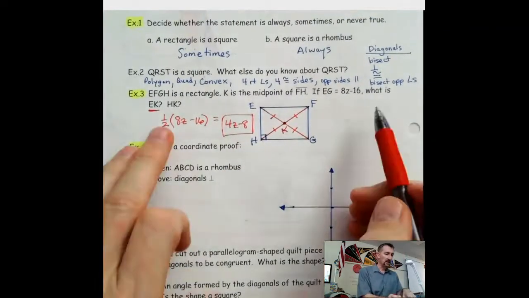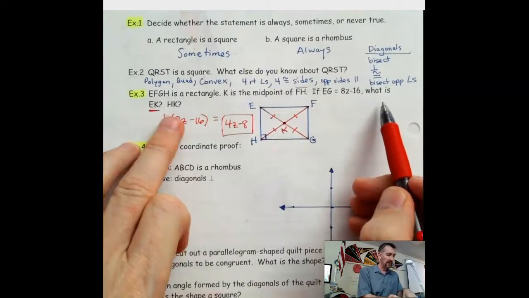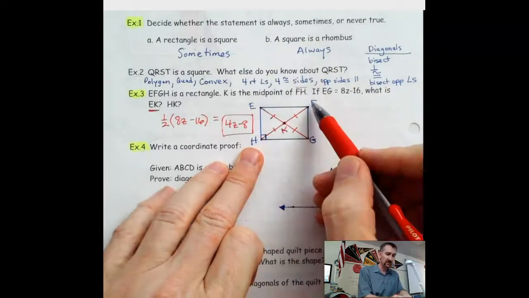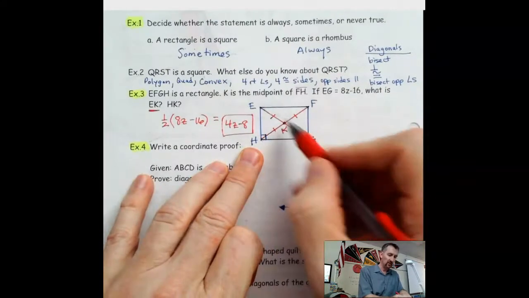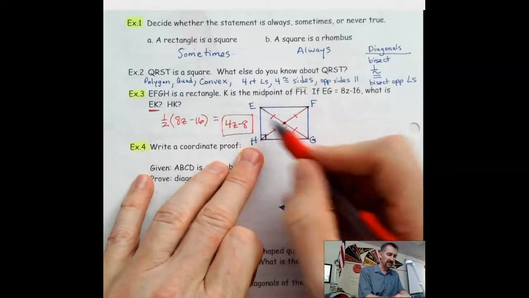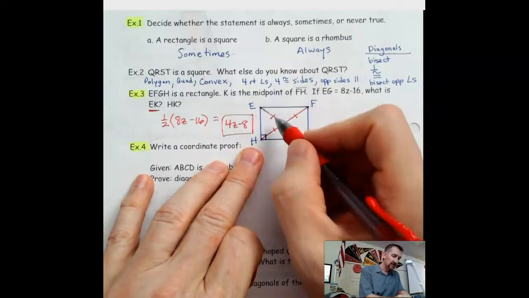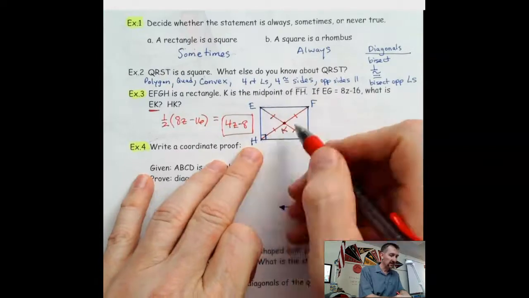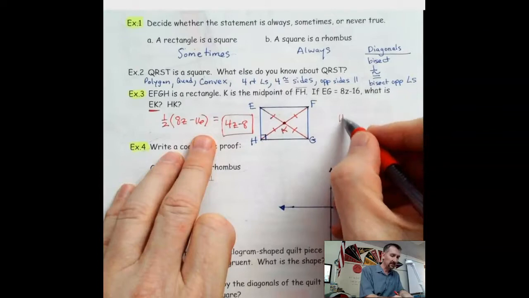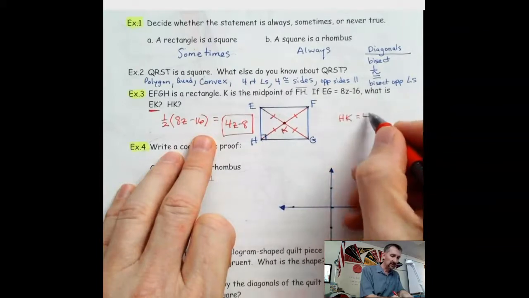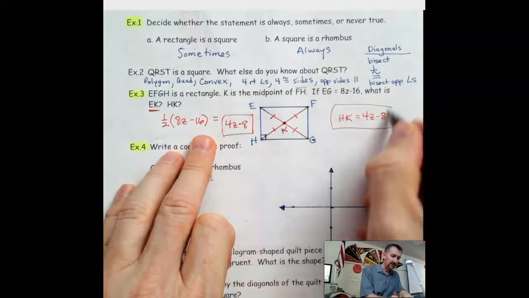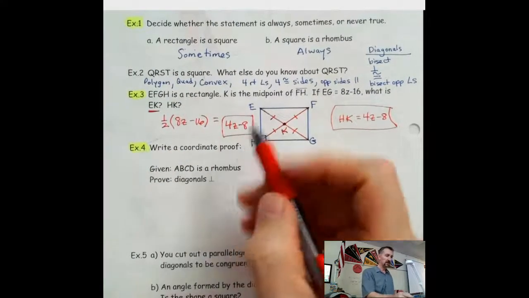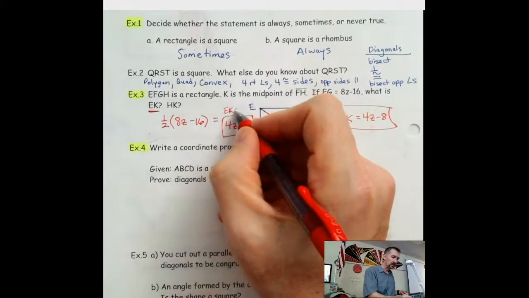Okay. Then it also asks for HK. HK is right here. The diagonals bisect each other because it's a parallelogram, and they're congruent because it's a rectangle. So if they cut each other in half and they're equal, then these are equal also. That's why I have those marks on there. So HK is the same length as EK. So HK is also going to be 4z minus 8. Okay? That was EK. EK equals that.